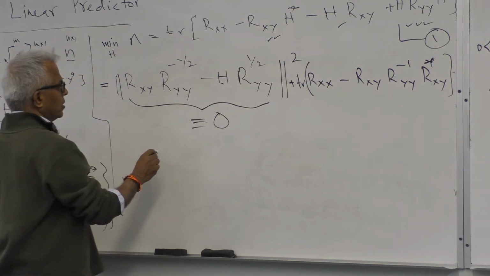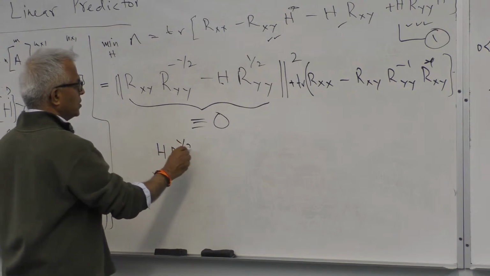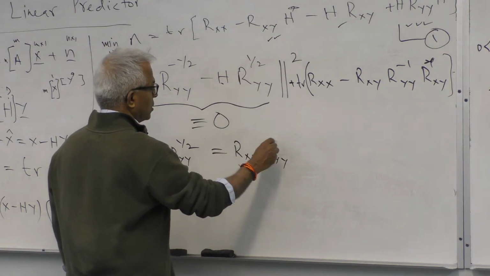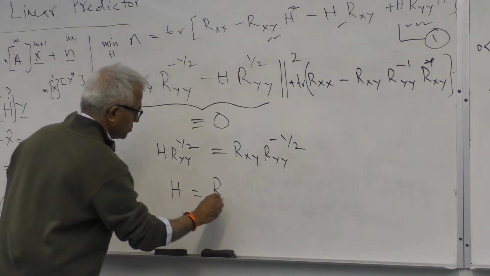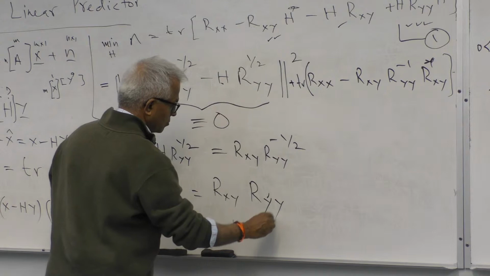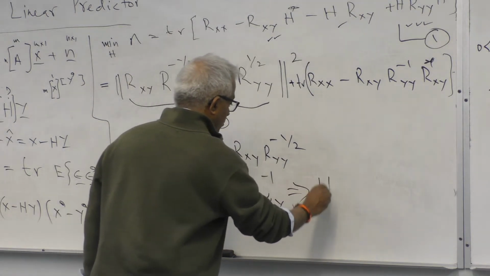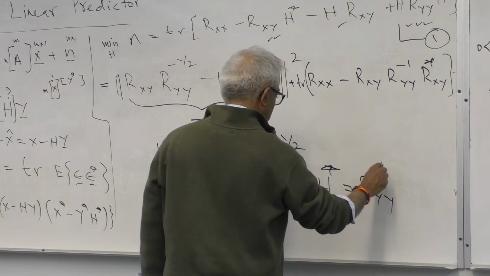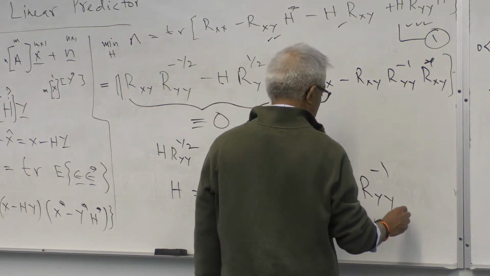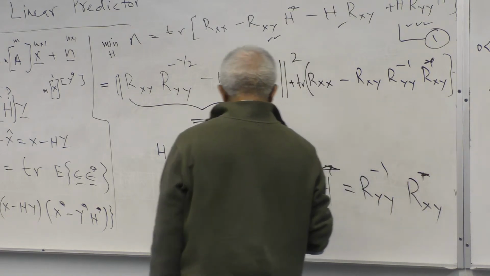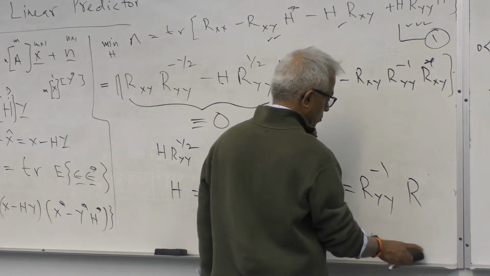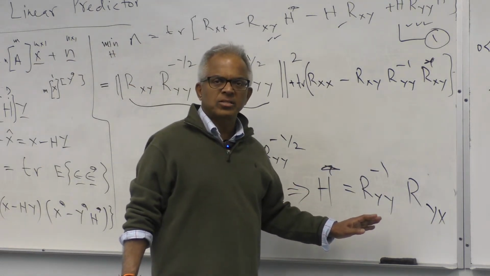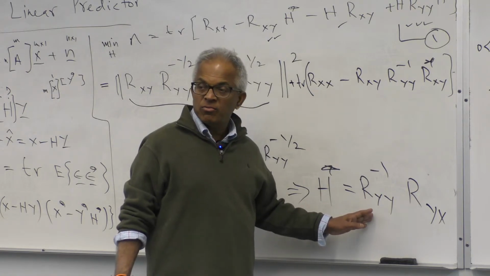If you set it equal to zero, you get H RYY. So the condition for minimizing, the best value being zero, is RXY minus H RYY, which gives you H equal to RXY RYY inverse. There are so many ways you can write it, or H star is that way. This, again, you can interpret as whitening followed by match filter.